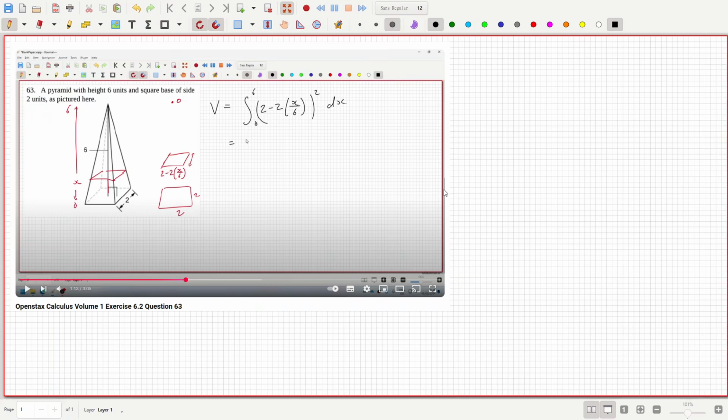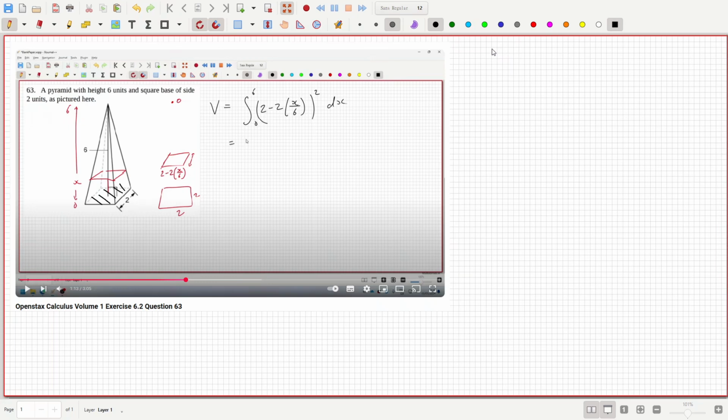So someone was asking me in this question, 6.263 of the Calculus Volume 1, how did I get this expression here? So this was my logic. This is what was happening mentally. So the bottom of this pyramid, remember, it's a square-based pyramid.